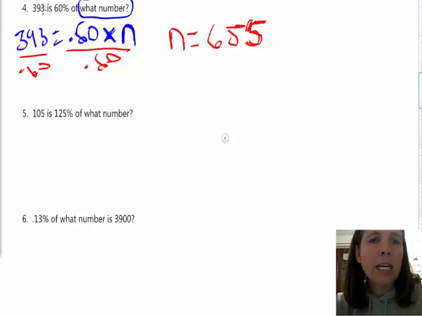655. So it says 393 is 60% of what number? So that number should be bigger. Sometimes you got to go back and read to see if it makes sense. Number 5.